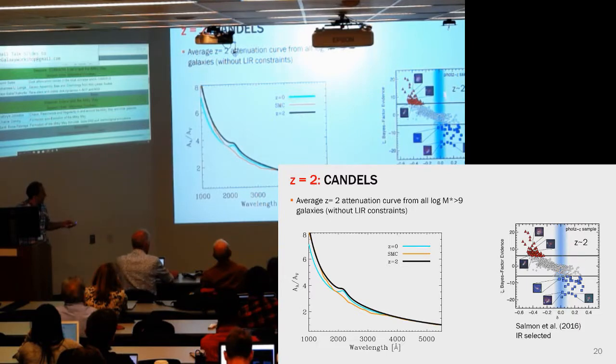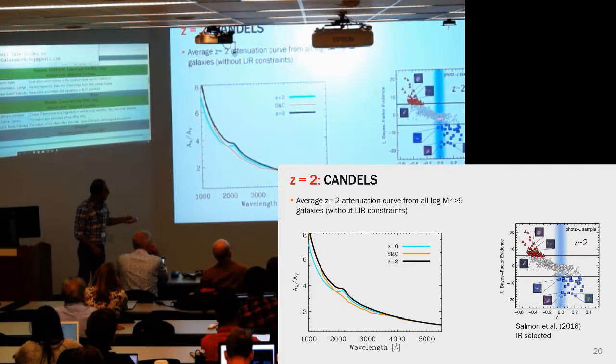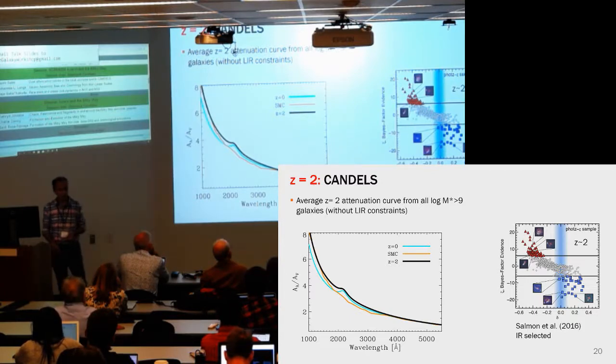And actually, that sort of agrees with what Brett and Casey were doing, that they are finding that most of the galaxies at z2 have this delta less than 0. But this sample was actually infrared selected, so there are some differences there, but I think that at least qualitatively it does agree.